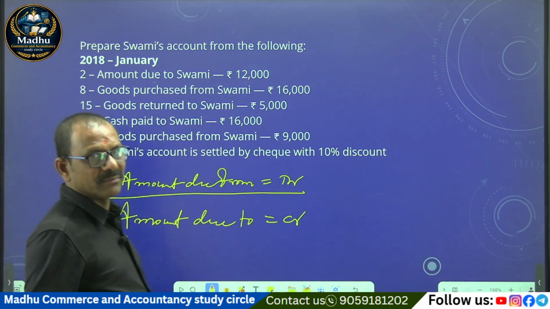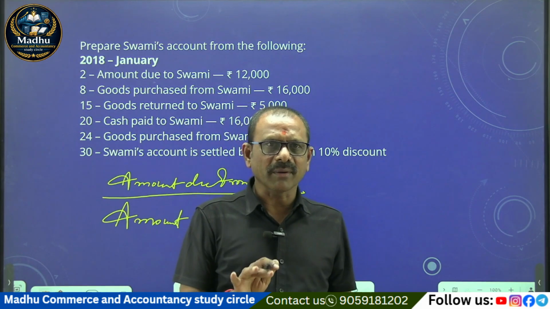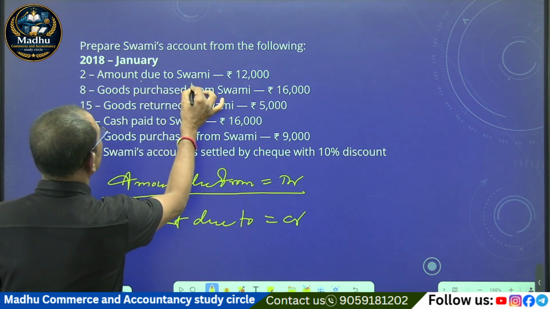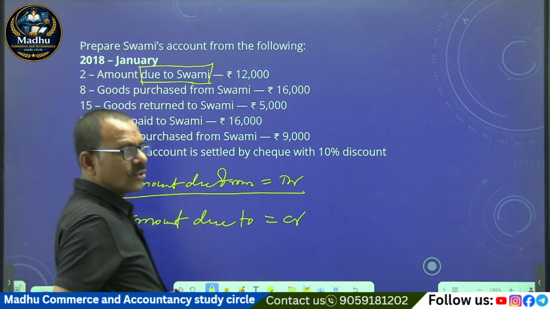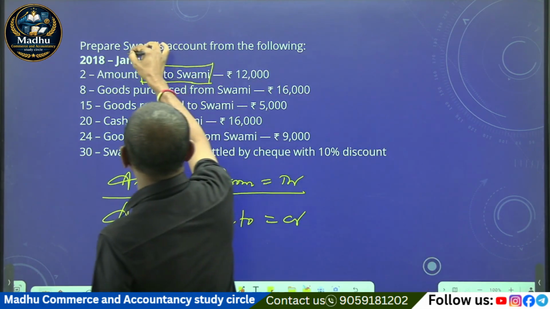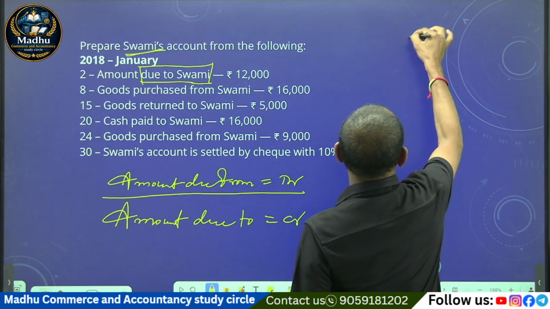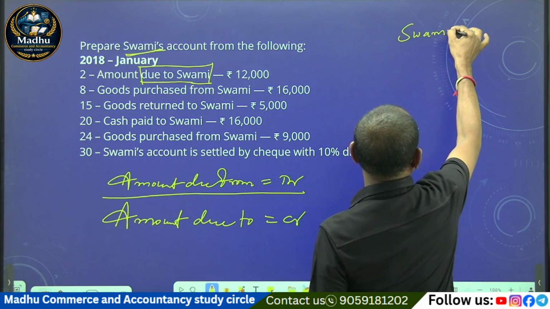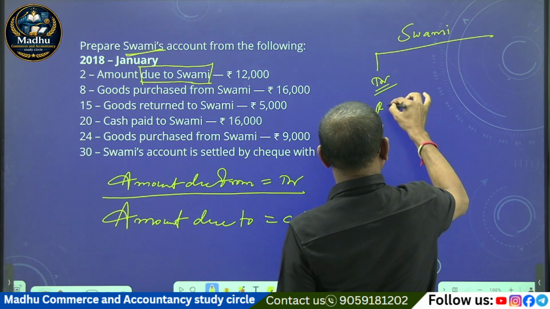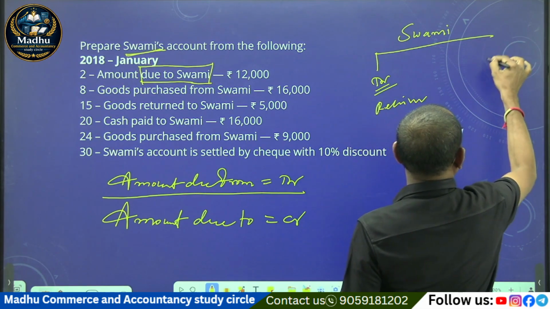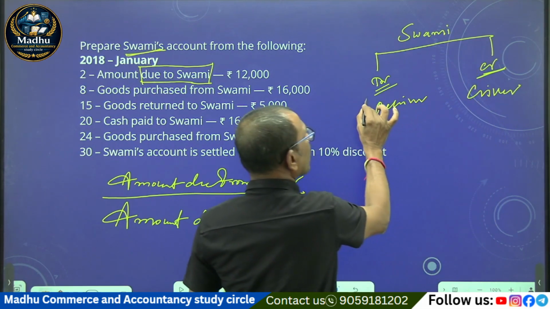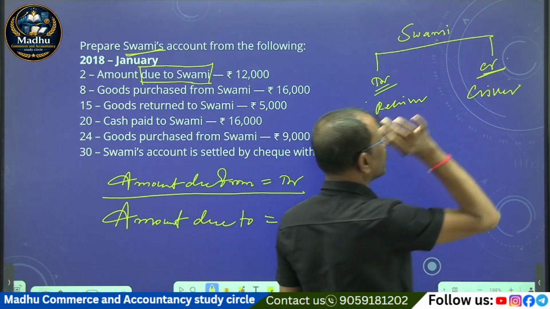Here, the previous problem, Sudha account, we prepared now. In that problem amount due from is there, debit balance is there. In this problem amount due to is there. You see, due to means credit balance. Same as Sudha account, in this Swami account we are preparing whose account here? Swami account. Swami is the person. So here debit side receiver and credit side giver. If Swami is the receiver, we have to write debit side. If Swami is the giver, we have to write credit side.